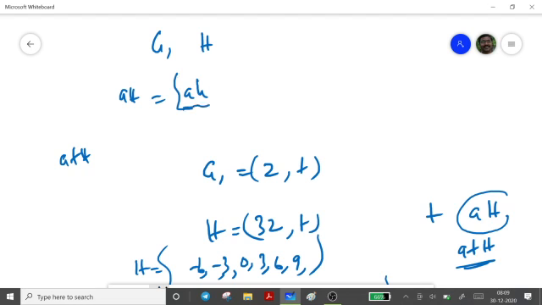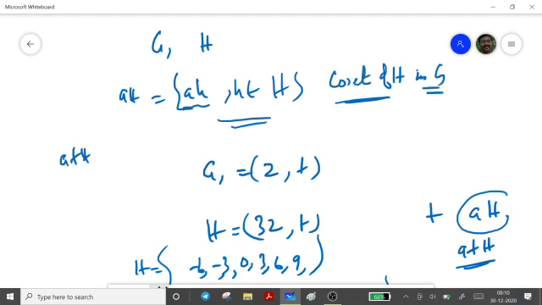A combined with H means A is combined with each element h, where h is an element of capital H. So this will be called the cosets of H in G. Okay, so these are actually the left cosets.